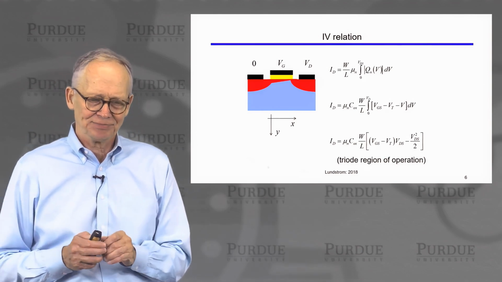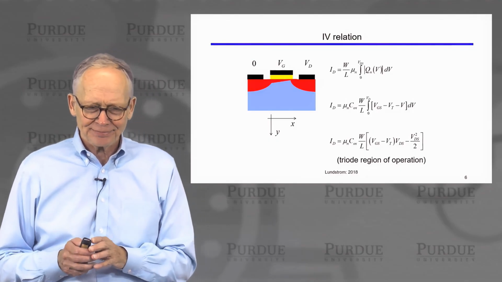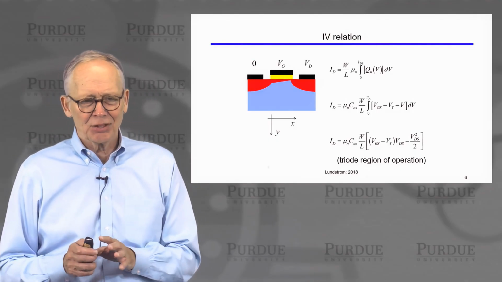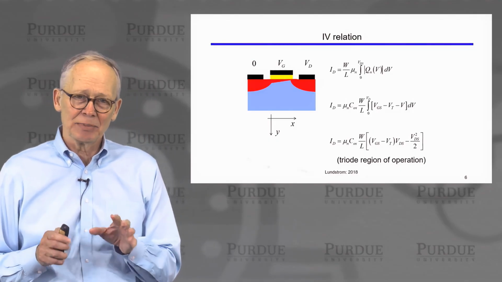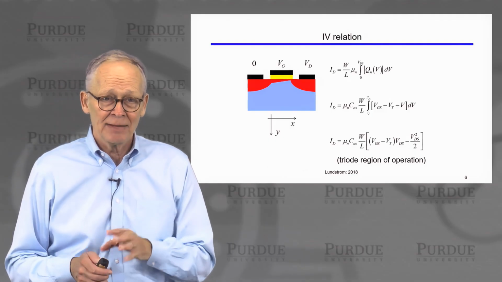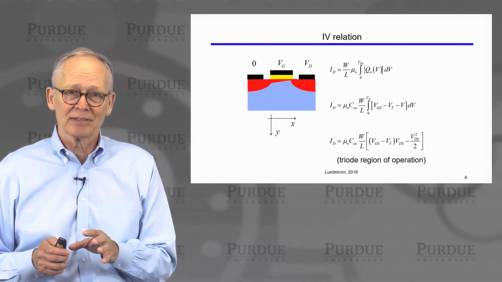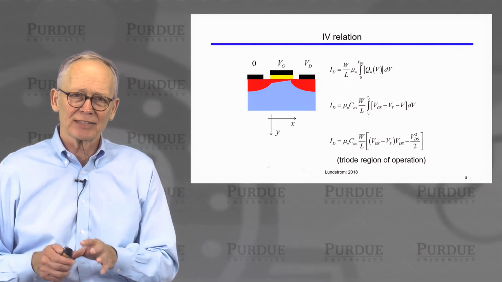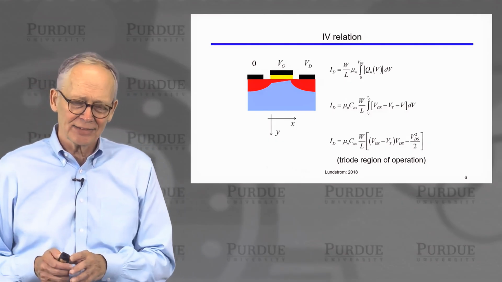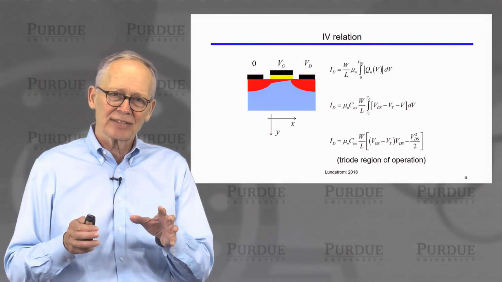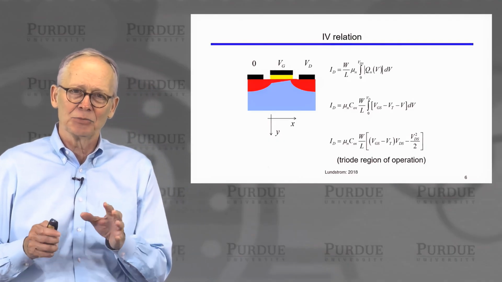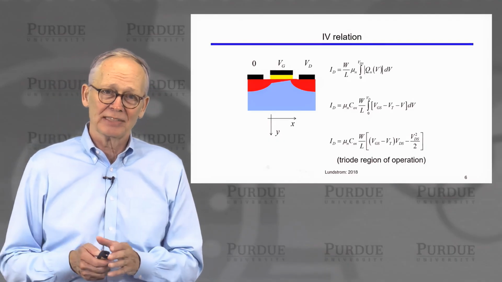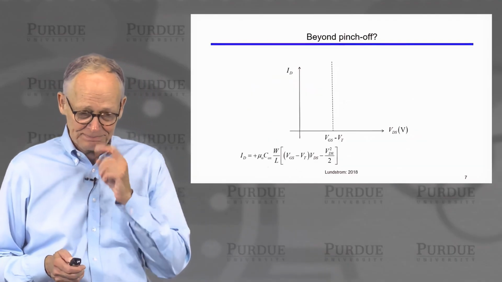region of operation. Why is it called triode? Because years ago, in the 1960s, when people were first figuring this out, vacuum tubes were still the dominant electronic device. When people saw these IV characteristics from these new devices called transistors, they said, oh, that looks like the IV characteristic of a vacuum tube triode. And that's why it's called the triode region.